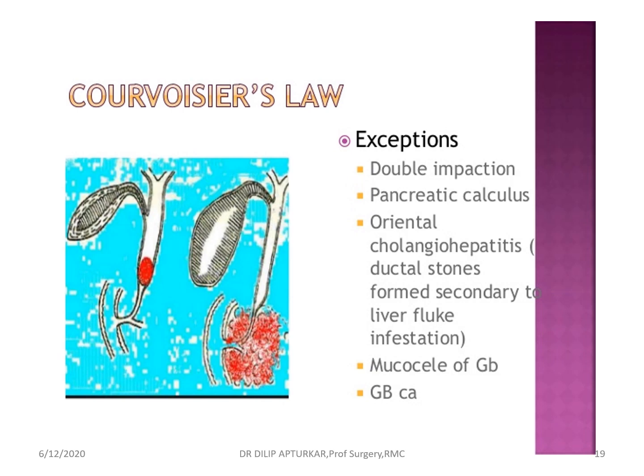Oriental cholangiohepatitis, ductal stone, liver fluke infestation can give rise to a palpable gallbladder. Mucocele, then gallbladder CA, the gallbladder mass is palpable. Those are the few exceptions to Courvoisier's law. You should bear in mind.